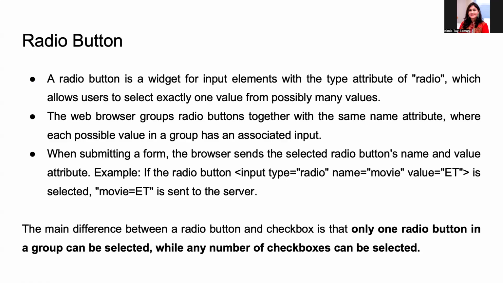For example, if the option input type equal to radio, name equal to movie, value equal to ET is chosen, then the server receives movie equal to ET. The key difference between radio buttons and checkboxes is that checkboxes allow multiple selections, while radio buttons limit you to just one choice per group.